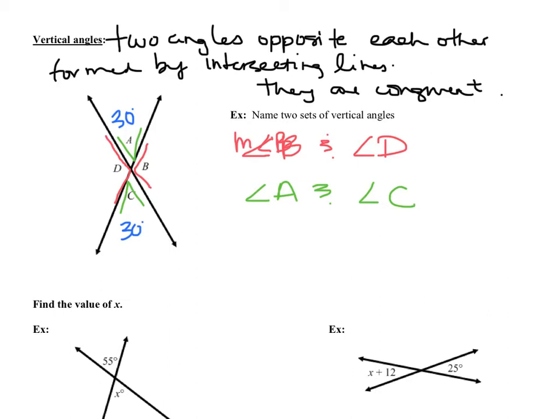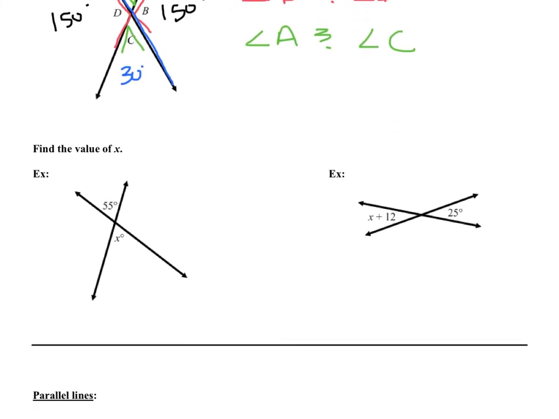And then not only that, but because this forms a straight line, you could find angle B to be 150 because they add to 180. And then D would also be 150. So down here, you're going to use the fact that vertical angles are congruent to find the missing measure. So here you're going to find X, and here you're also going to find X. Pause the video, press play when you're ready to check.